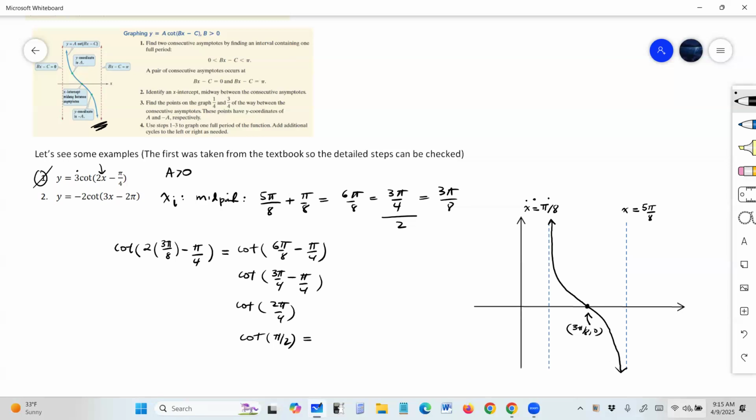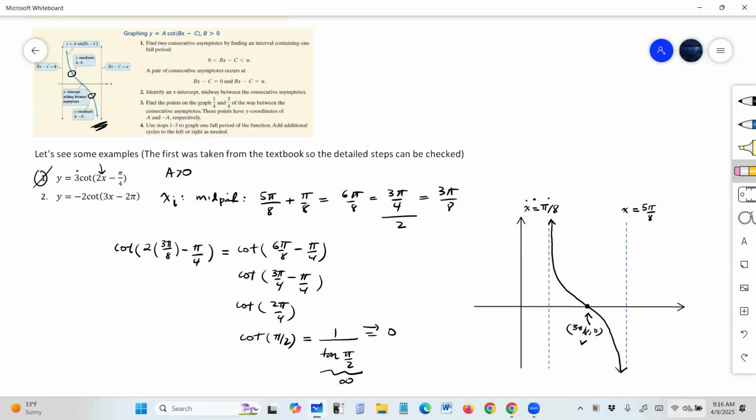Now, cotangent of pi over 2 is 1 over tangent of pi over 2. And we know that this is going toward infinity, so this is approaching 0. So this is okay, this is correct. And we have the graph of our first cotangent. We won't need these points right here. I don't need you to graph that. I just need you to find the two vertical asymptotes and the x-intercept in the middle. All right, that's the first case.